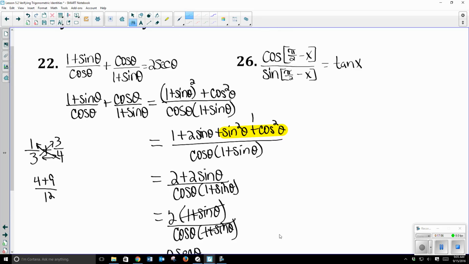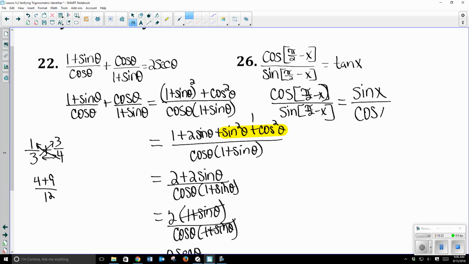Okay, number 26. So cosine of pi over 2 minus x is equivalent to sine of x. Look at your cofunctions. And sine of pi over 2 minus x is equal to cosine of x, which is equal to tangent of x. We're finished on that one.